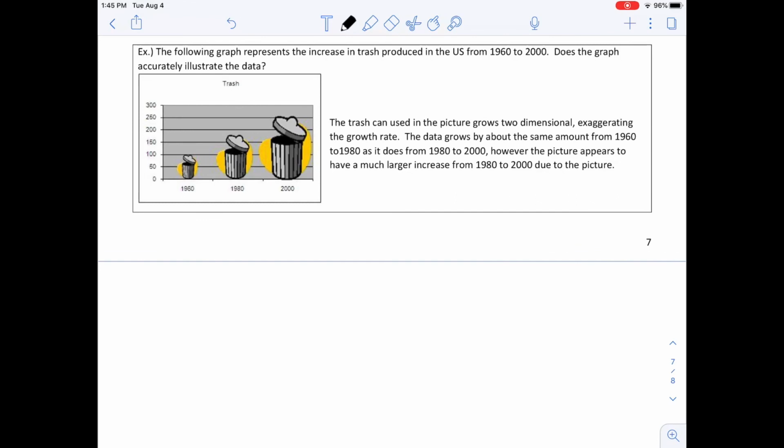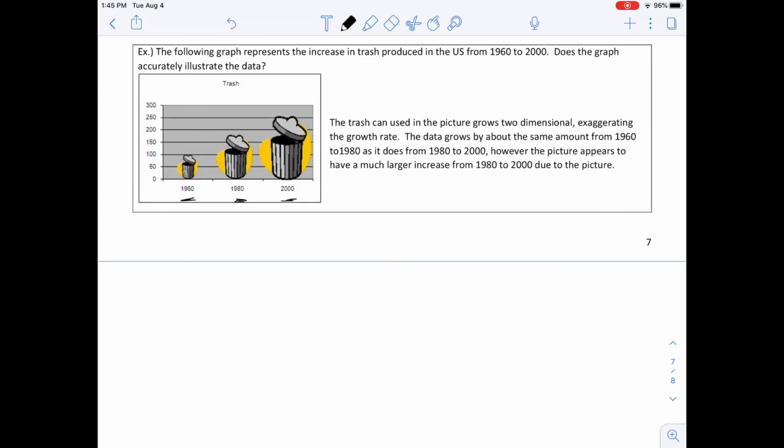The next example that we have says the following graph represents the increase in trash production in the U.S. from 1960 to 2000. Does the graph accurately represent the data? And if you look at this, the way that we are taught to do bar graphs and histograms is always that width that we have needs to be equal. But if you notice, the widths on those trash cans is increasing along with the height. So it actually looks like it's increasing a lot more than what it really is.